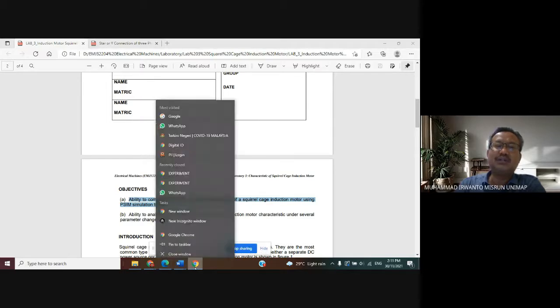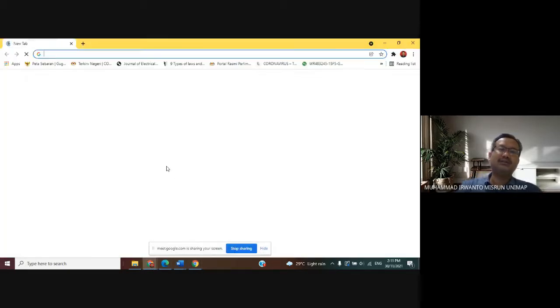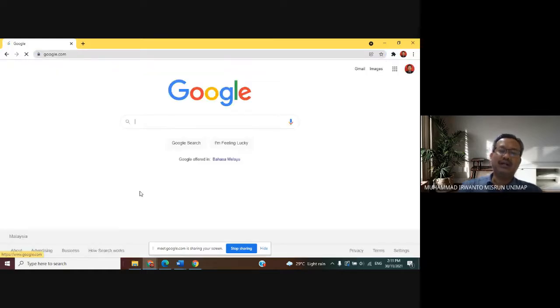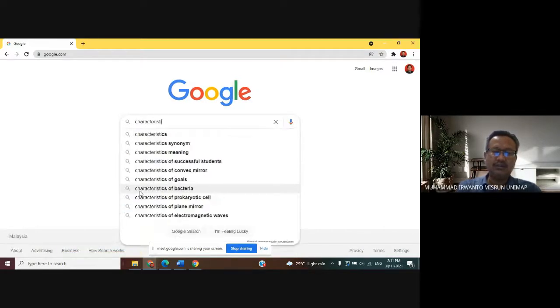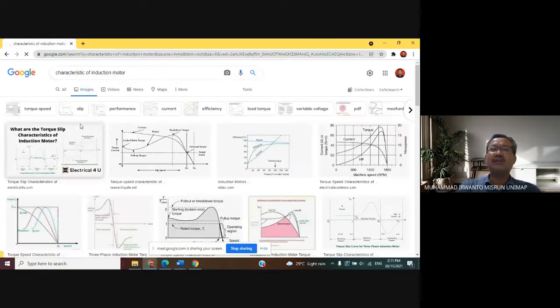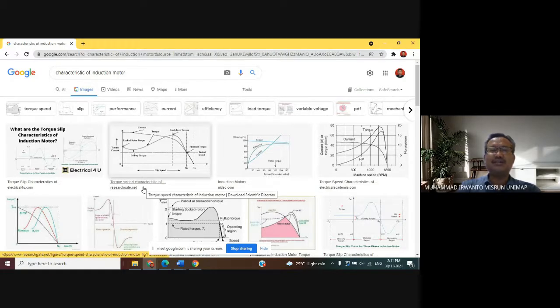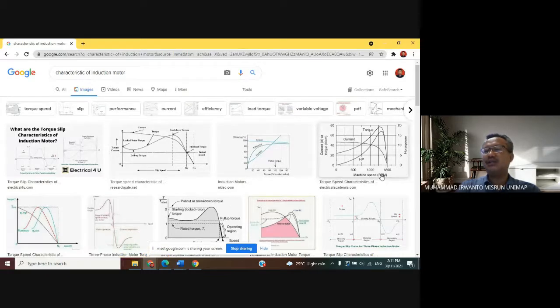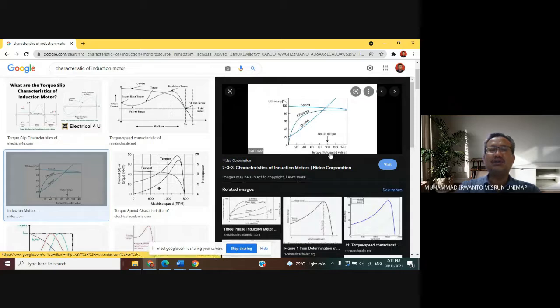For example, if you type in Google, like this, I type characteristic of induction motor. We can take images. There are a lot of types of induction motor characteristics. Like this one has speed as the horizontal axis. This one is torque.